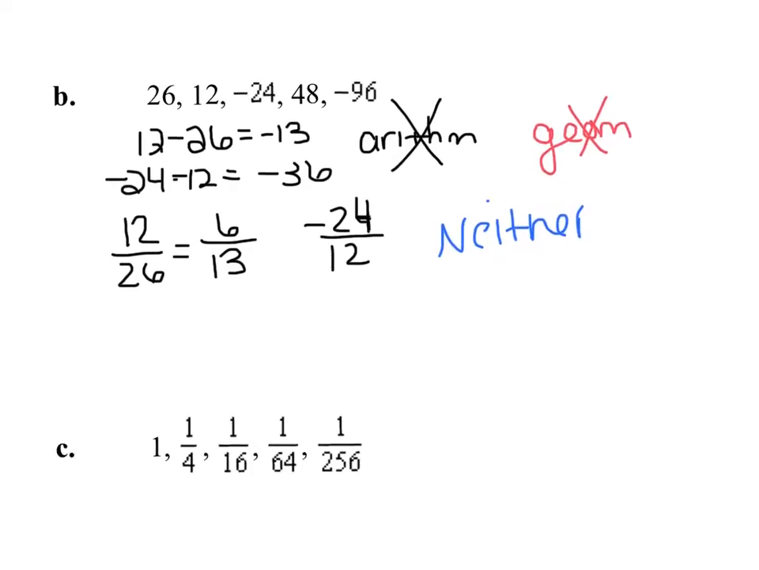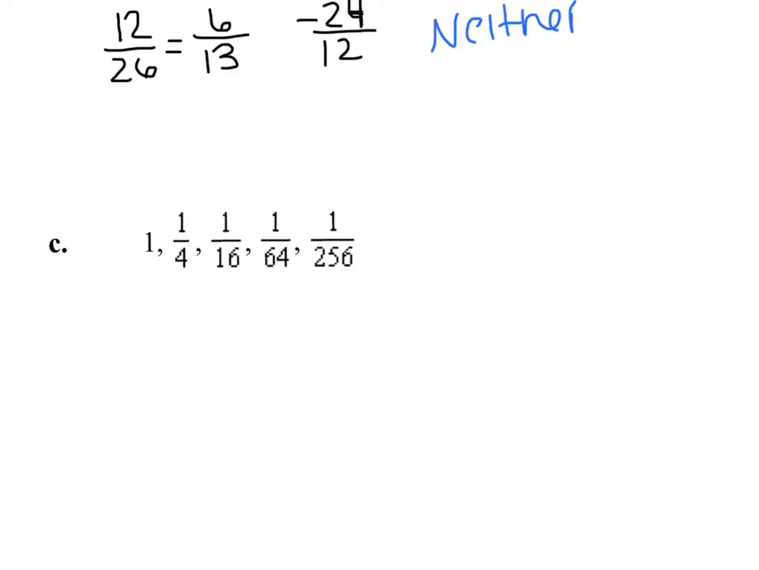All right, next. 1, 1/4, 1/16, 1/64, 1/256. So even though your numerator is staying 1 the whole entire time, look at that denominator. The denominator is getting big, and it's getting big very quickly. And so what we want to think here is possibly geometric. So let's go with our gut and see if geometric actually works out.